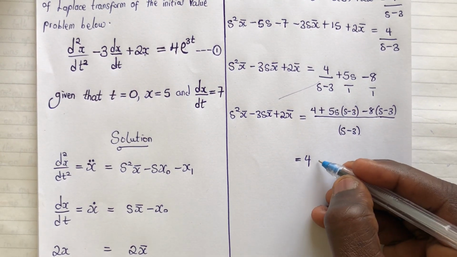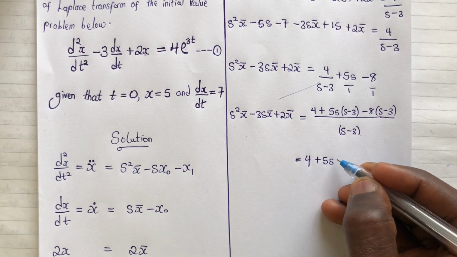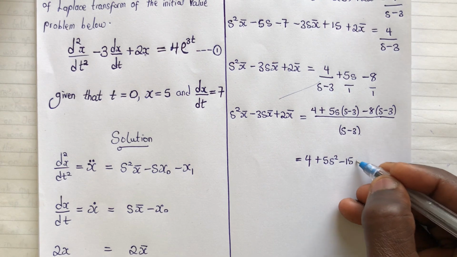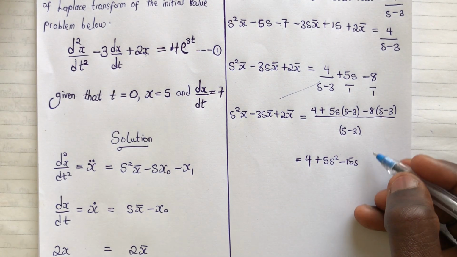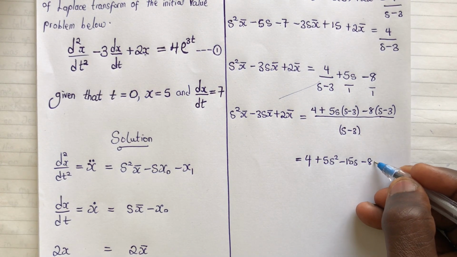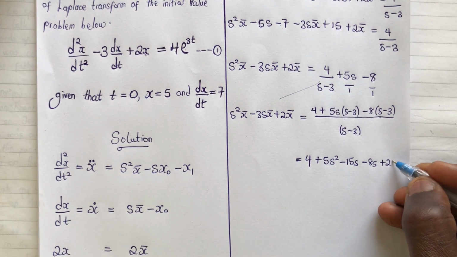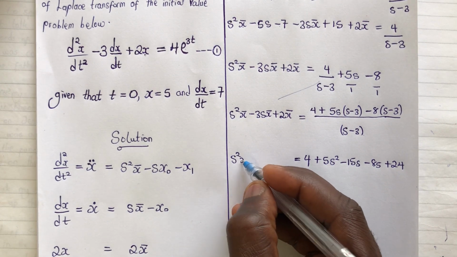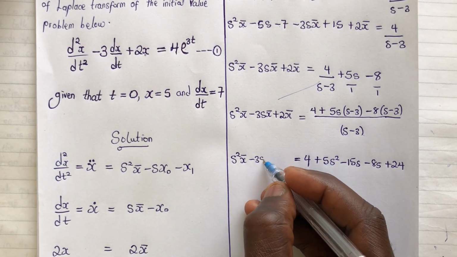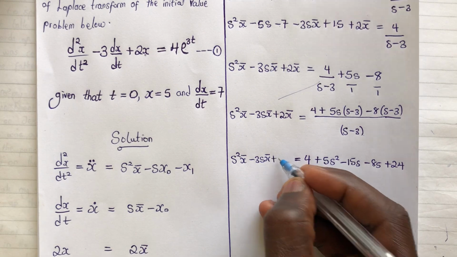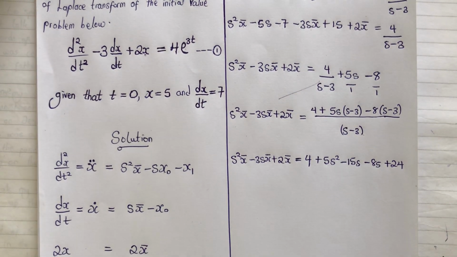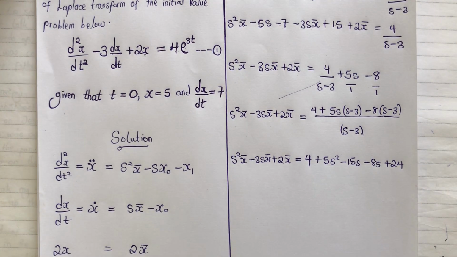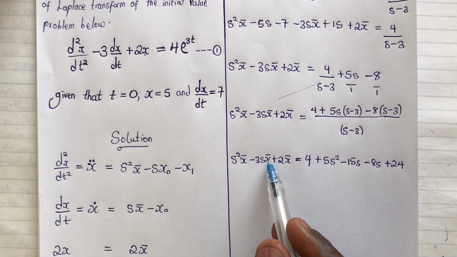This time we have plus 5s squared minus 15s. This time we are having minus 8s plus 24. So this is equal to s squared x bar minus 3s x bar plus 2x bar. Okay, now we can group this side, but before I group this side, let me factorize x bar here.